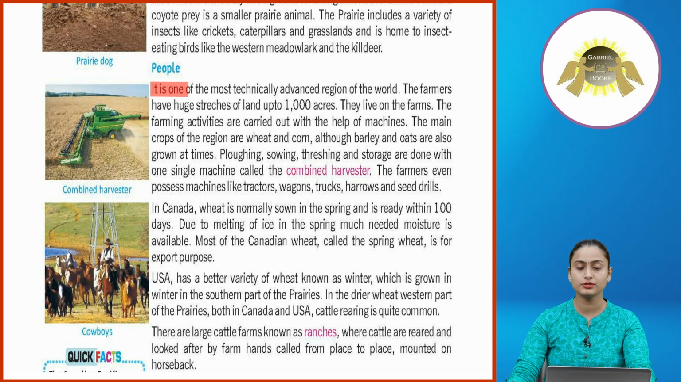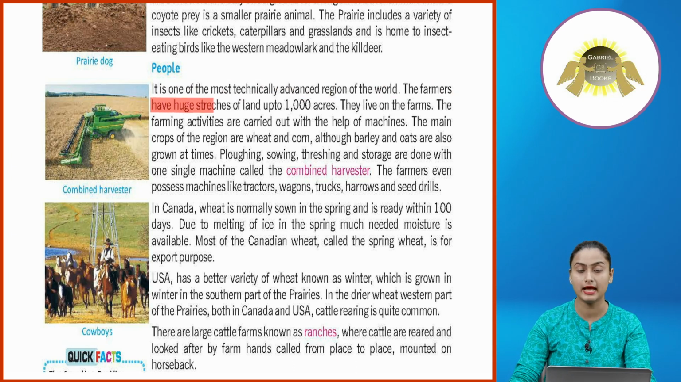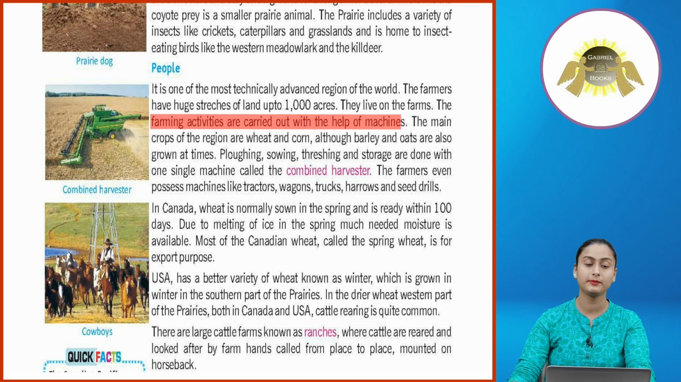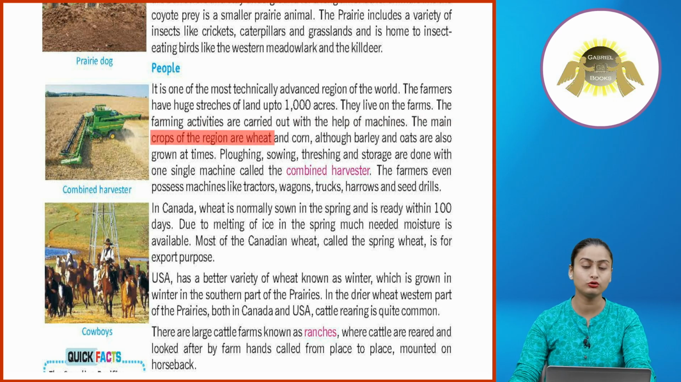People, it is one of the most technically advanced regions of the world. The farmers have huge stretches of land up to 1,000 acres. They live on the farms. The farming activities are carried out with the help of machines. The main crops of the region are wheat and corn, although barley and oats are also grown at times.